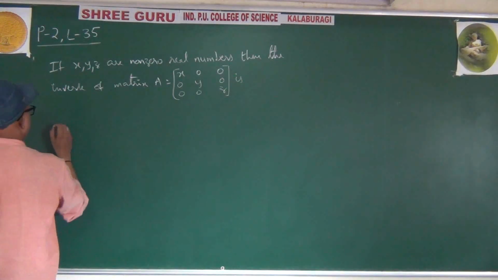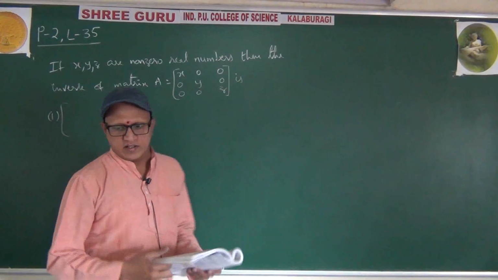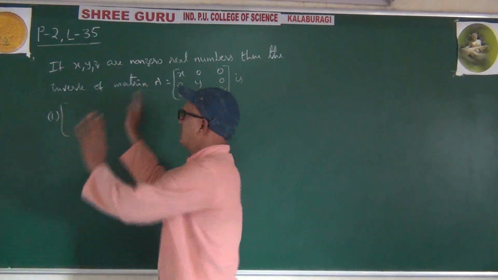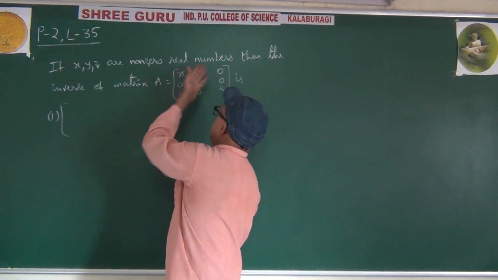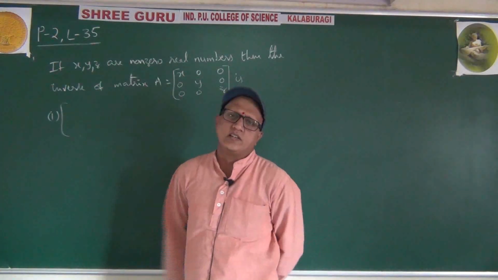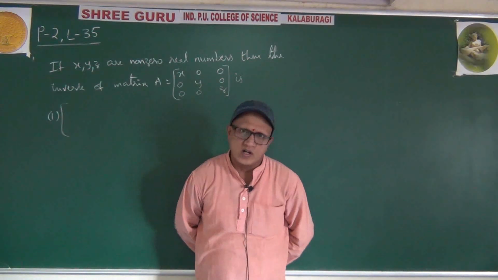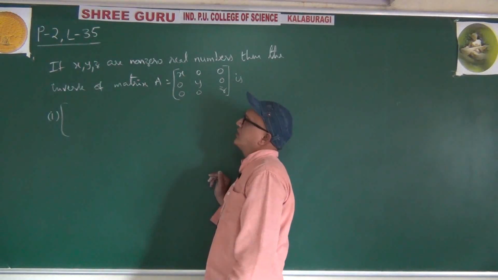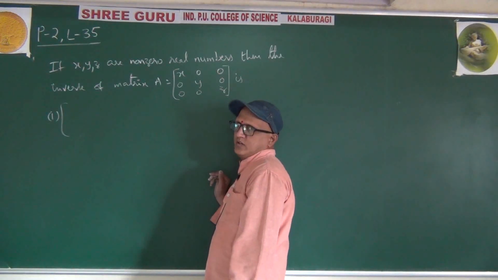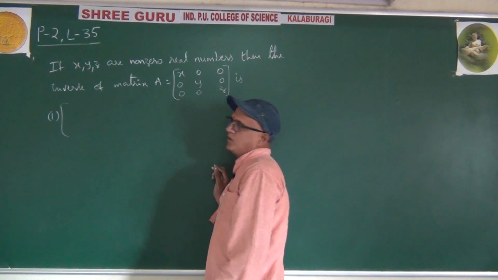Some options are there. You just find the inverse for this question. Don't think about it, it is not difficult. Many zeros are there, so you will get the answer very easily. Finding adjoint A is also very easy. Determinant: what is the determinant? 3 zeros are in the shape of an L. What is the determinant of this one? x, y, z. Very, very simple to find out.